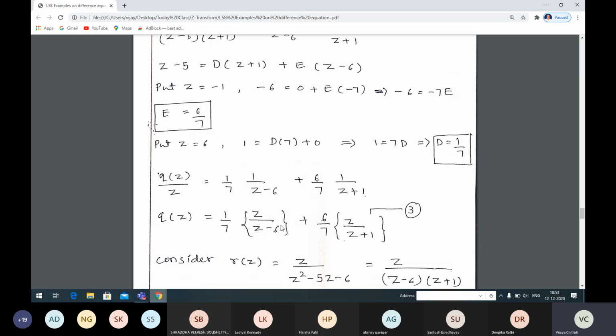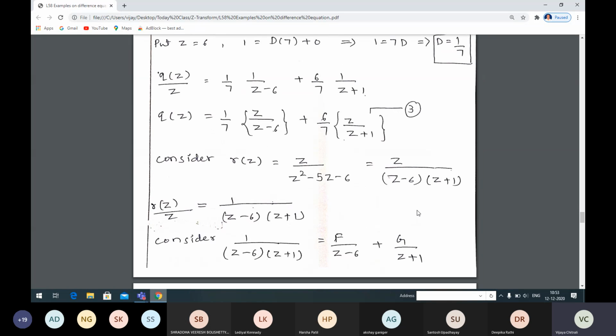So we want Q of Z. So transfer this Z from LHS to RHS. Denominator comes this side, numerator 1 divided by Z divided by Z minus 6 plus 6 by 7. 1 divided by 7, Z divided by Z minus 6 plus 6 by 7, Z divided by Z plus 1. Take this as equation 3.